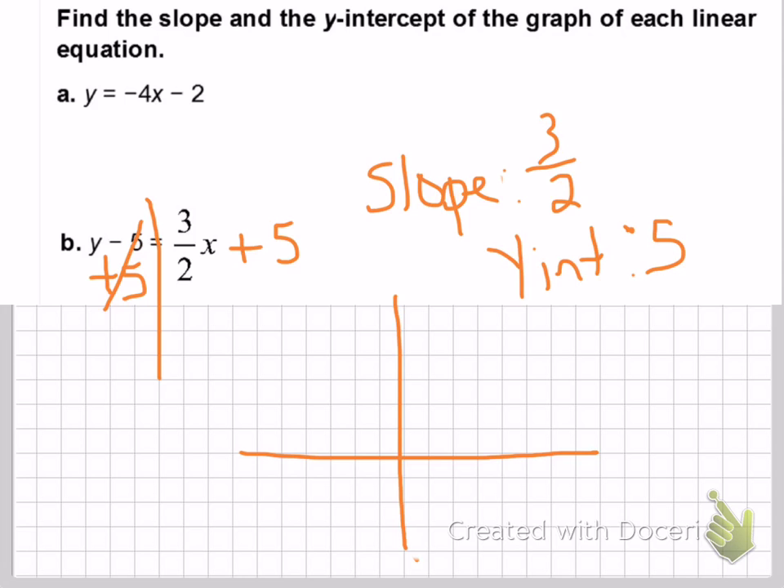So I'm going to start at 5, 1, 2, 3, 4, 5, put a dot. My slope says go up 3, right 2, but once again, I'm going off the graph. So I could say that's -3 over -2, because a negative divided by a negative is still a positive. So I can go down 3, 1, 2, 3, and left 2, 1, 2. And there's my line.